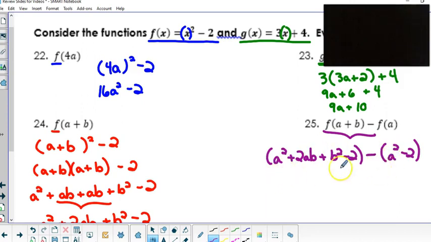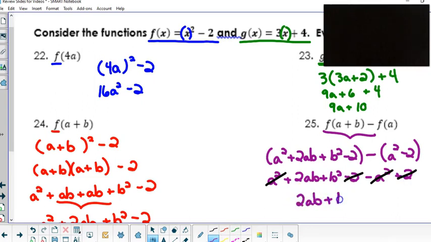And when we evaluate this, when we simplify, we'll still have that a squared plus 2ab plus b squared minus 2. But then we distribute this minus to the a squared, we get minus a squared. And then this minus a negative 2 becomes a positive 2. Then we look at what can cancel. We have an a squared minus a squared, and we have a negative 2 and a positive 2. And so our simplified answer for this is just 2ab plus b squared. And there we go. That was page 2 of the review sheet.